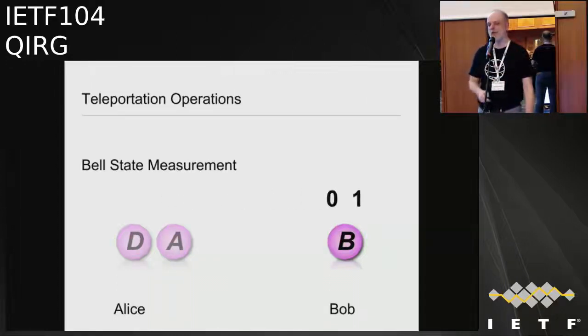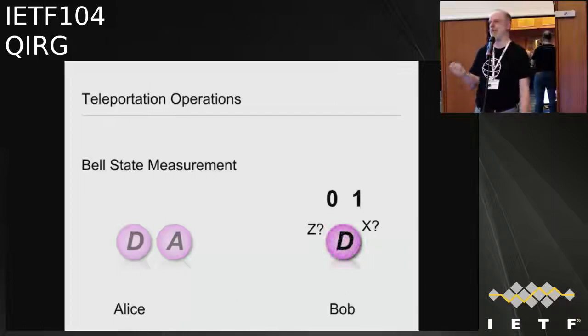And she has to send those to Bob, who then takes those values and uses them to apply either a Z gate or an X gate or both to this qubit. And that recreates the state D that Alice started with originally. So it's moving the information from this.